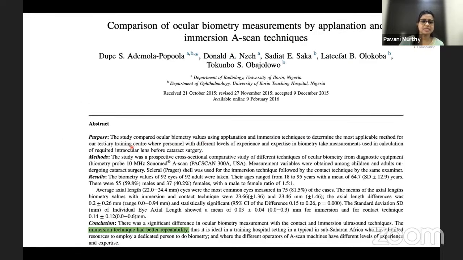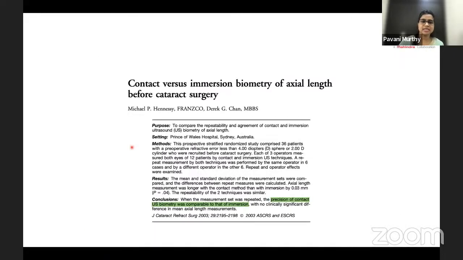There are multiple studies which prove that the immersion technique has better repeatability. Having said that, there are a few studies which also show that in the hands of experienced optometrists or technicians, the precision of contact is almost equivalent to that of immersion.